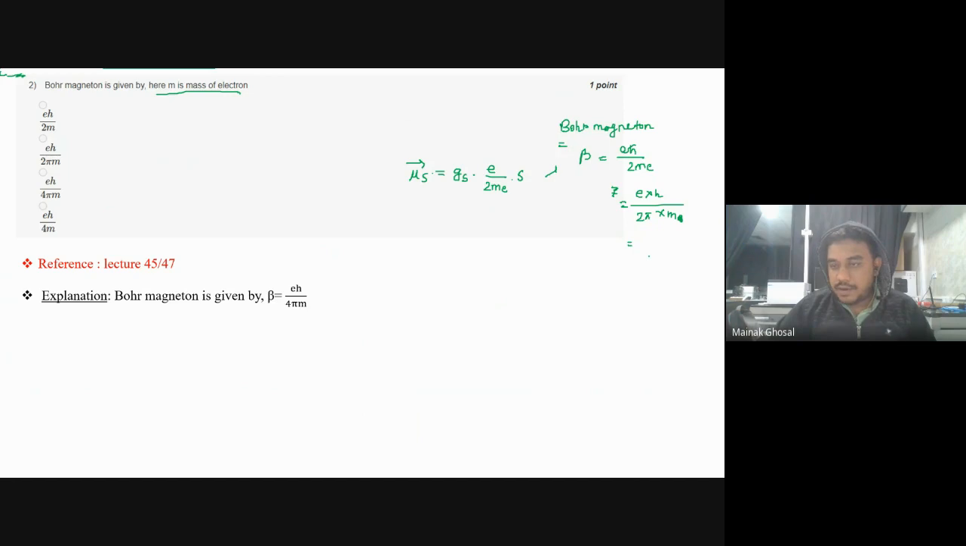Now I'm coming to the point that the beta, or Bohr magneton, will be eh by, sorry, there will be 2. This 2 will be there. 2 into m, the 2 into 4, so 4π m. So this is the value of beta, eh by 4πm. And you can see here the third option is correct. So this is the answer.